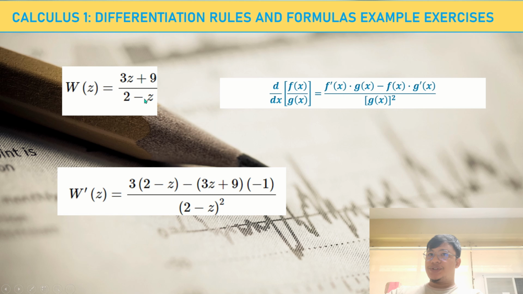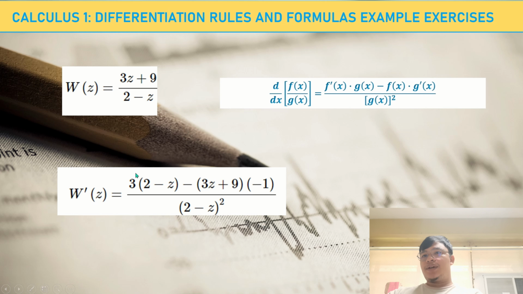We just copy the function g of x, which is this. So we just copy that there. Then the formula, minus f of x. So f of x, this is it. Just copy that. Then times the derivative of the function g of x. So the derivative of this: derivative of 2 is 0. Derivative of negative z is simply negative 1. As you can see here. So that's the derivative of the function g of x. And then all over the function g of x quantity squared.